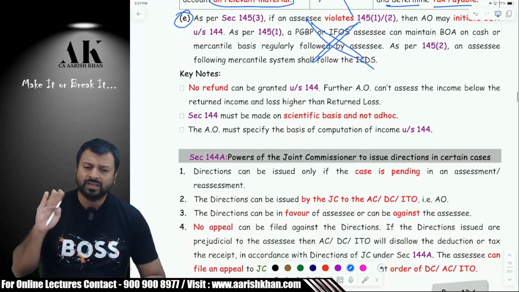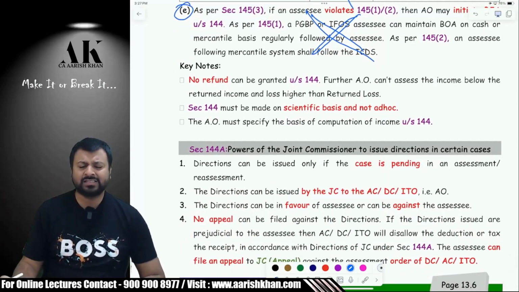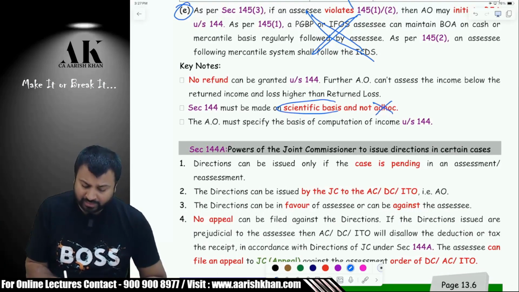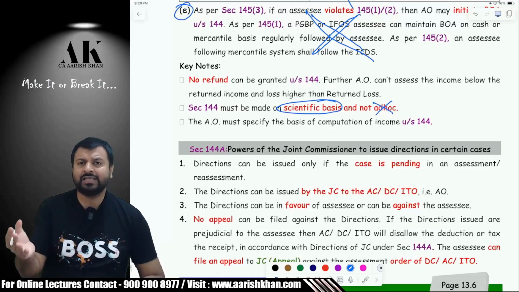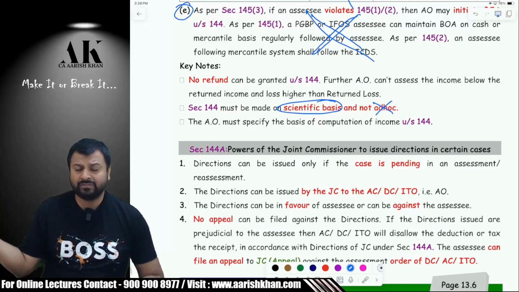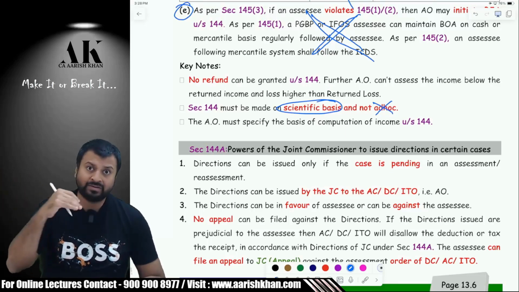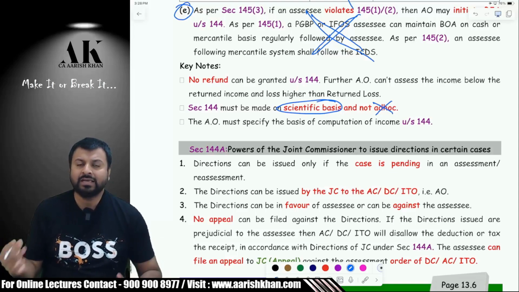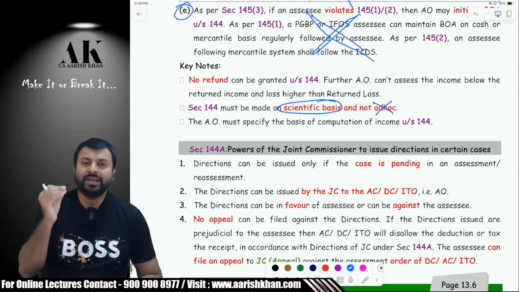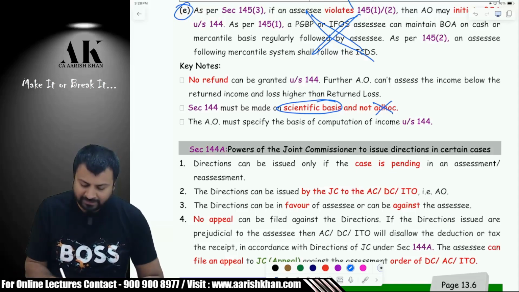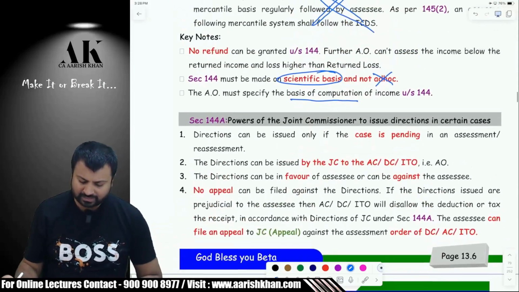Please be very careful. Sir, how is the assessment done under this section? Is it done on an ad hoc basis? No, it is not done on an ad hoc basis. It is done on a scientific basis. The AO will ask the assessee for the ITRs. If the ITR is not available, the AO will compare the income with the previous year, with the industry average growth, and with the nature of business. There are a lot of factors that the AO has to state. The AO's order has to be a speaking order. It cannot be an ad hoc order. It has to be a scientific order. The AO must specify the basis of computation of income under 144.